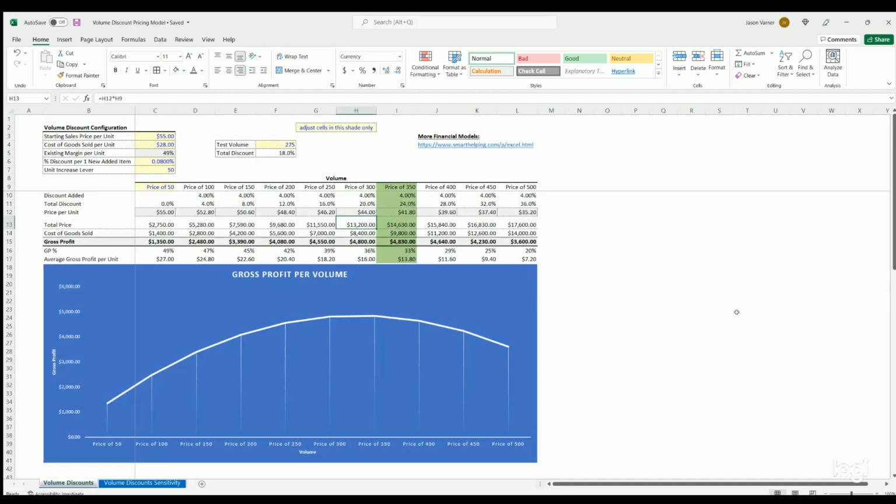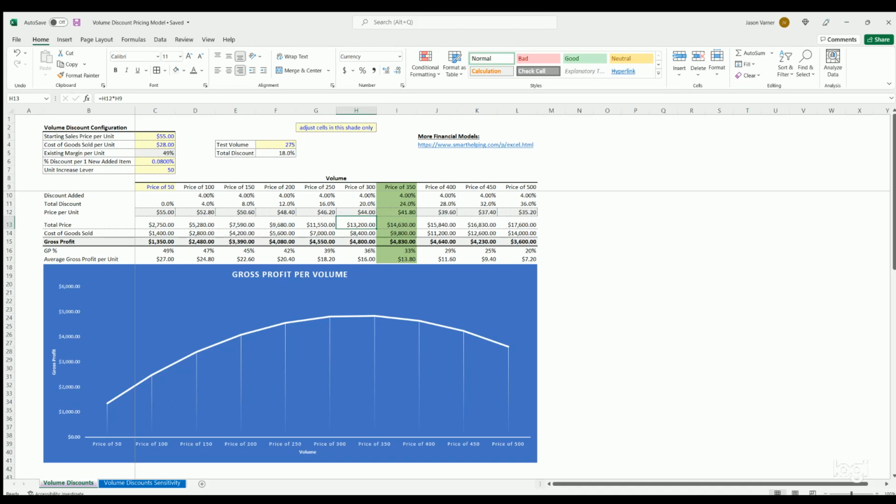We've got a volume discount pricing model with a sensitivity analysis tab as well. This is some really cool stuff. If you sell any items in bulk and you want to figure out potential discounting, how to maximize discounts in an optimal way, this template will give you a great perspective and idea of where to start.